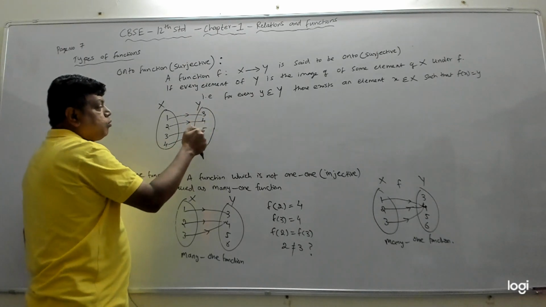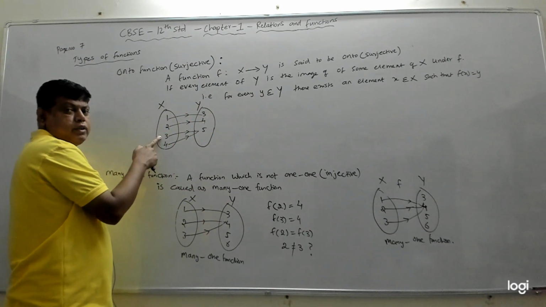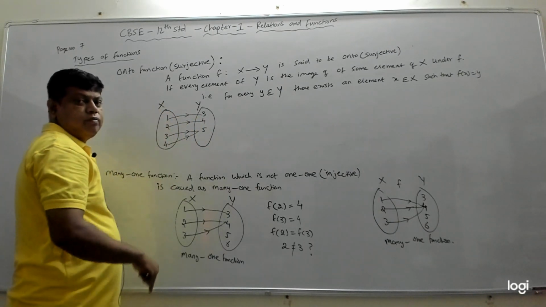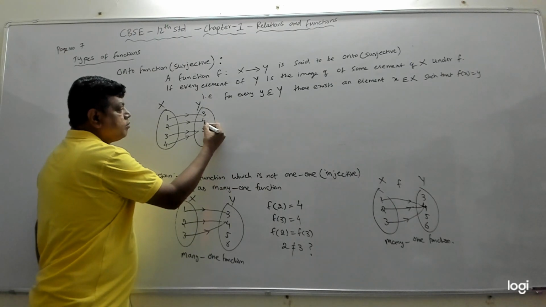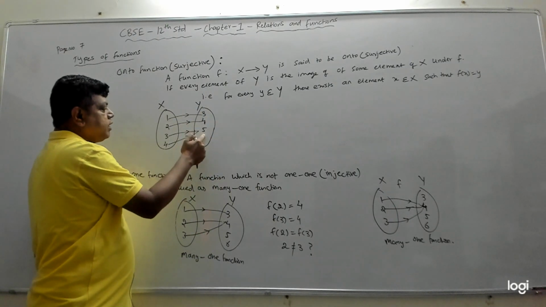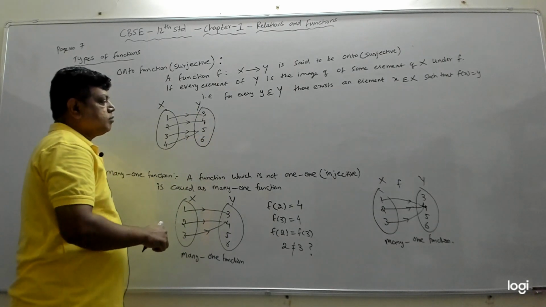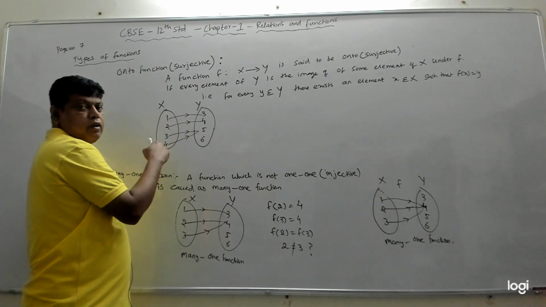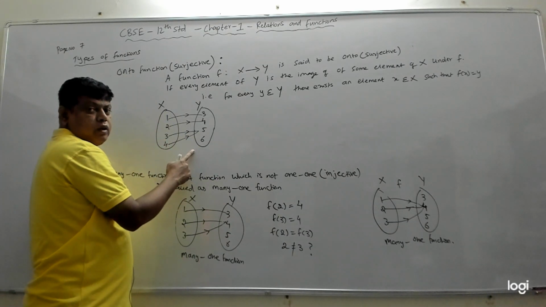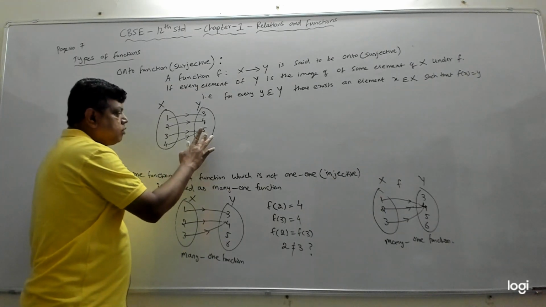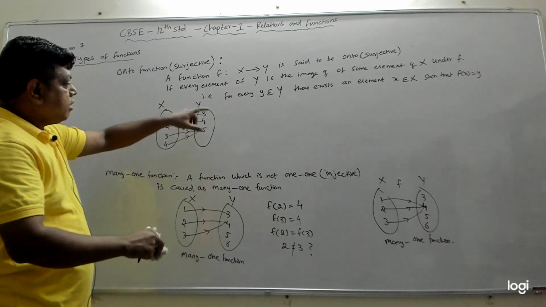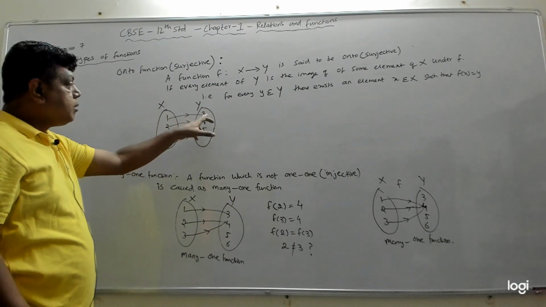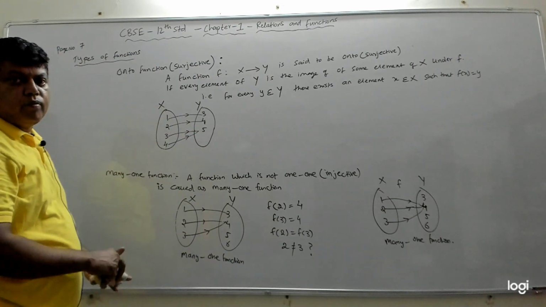Which means every element in Y has a pre-image. These are called pre-images. Every element is an image of some element: 4 is the image of 2, 3 is the image of 1, 5 is the image of 3. If we had 6, which is not an image of anything, then this would not be an onto function. So if I don't have 6, then this is an onto function because every element is an image of some element of X. Every element should be an image of something.